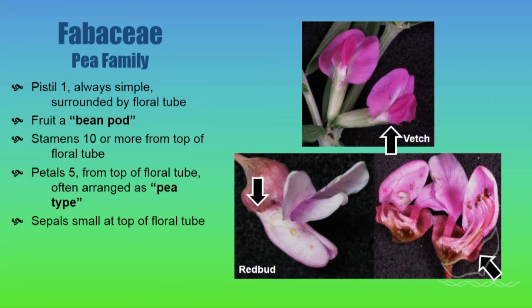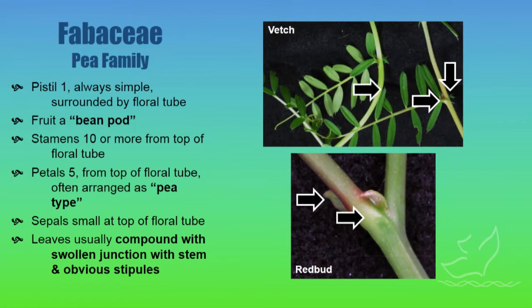The leaves are usually compound, and where they attach to the stem, as you see in this example, the base of the petiole is swollen. So a compound leaf with a swollen base of petiole again tells you that you have a member of the pea family. And not only that, you will find obvious stipules. So all those taken together give you the pea family.